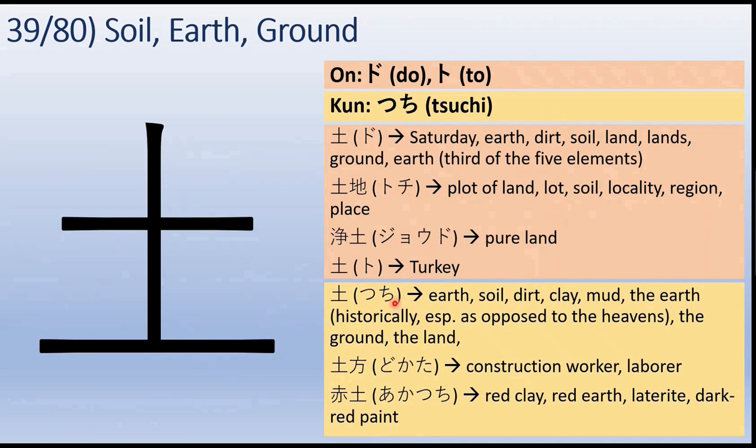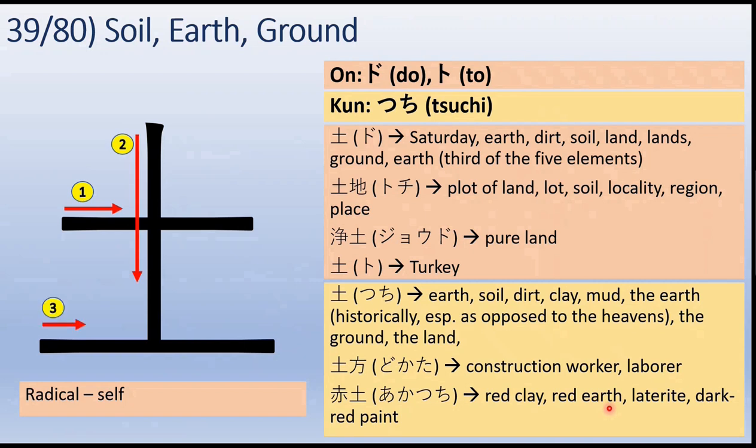In Kun'yomi, we have Tsuchi as earth, soil, dirt, clay, mud. The earth historically, especially as opposed to the heavens. The ground, the land. Then we have Dokata. Dokata means construction worker or the laborer. Then we have Akatsuchi. Akatsuchi is red clay, red earth, laterite, dark red paint. This is a radical in itself, and this is the stroke order.